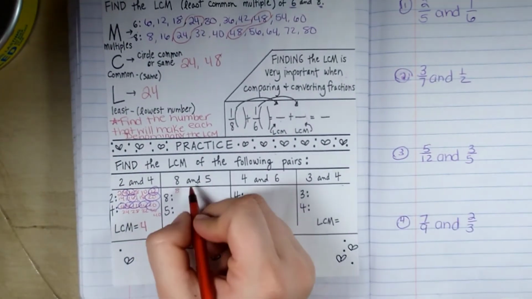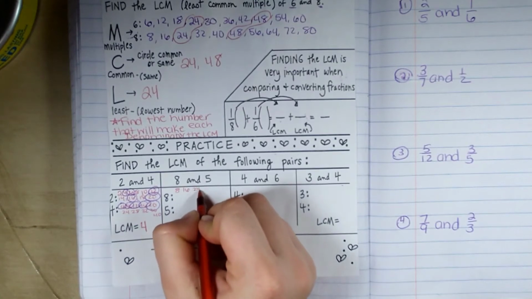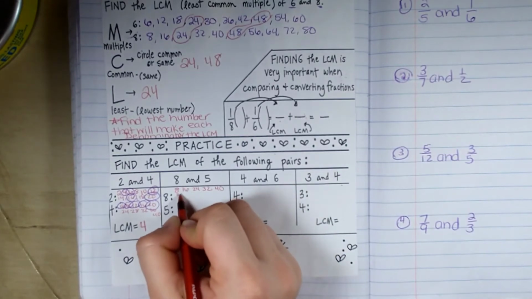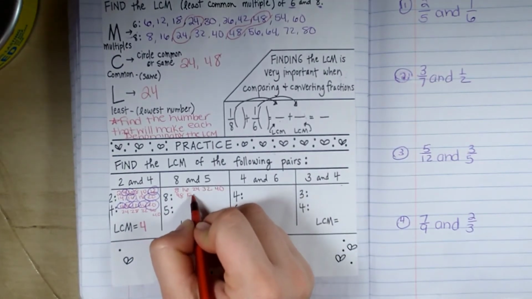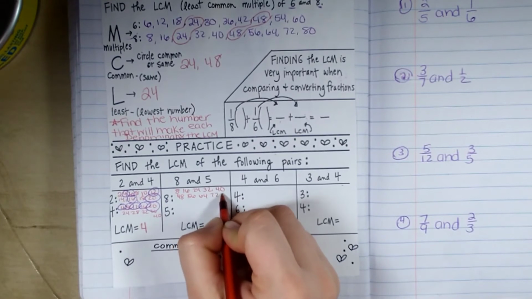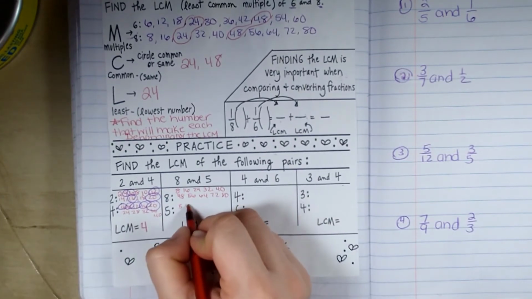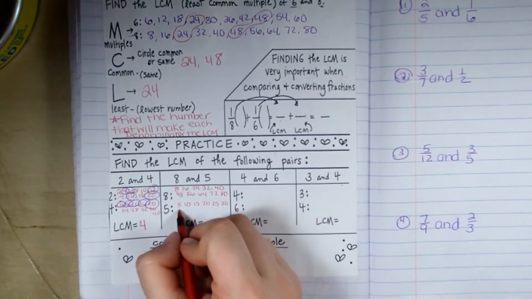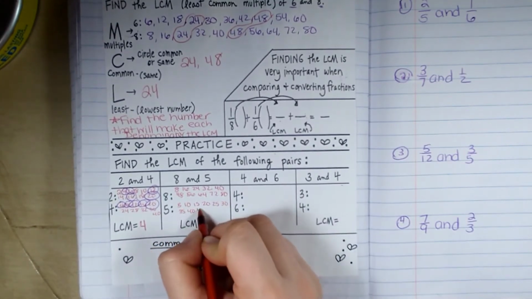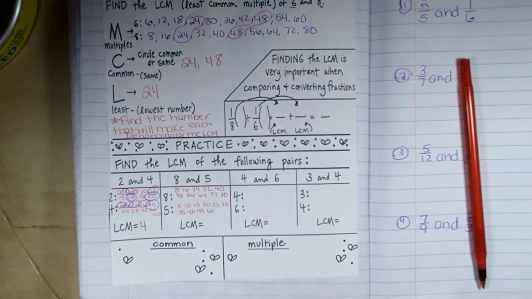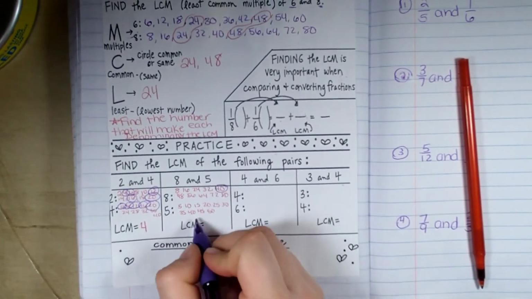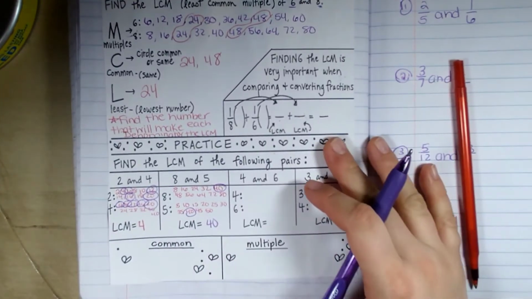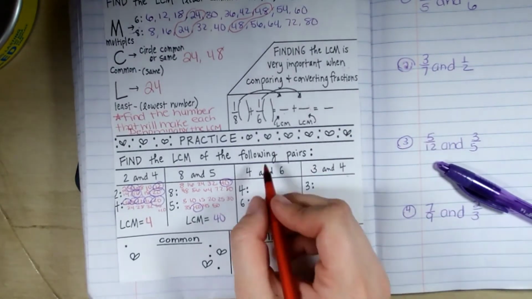So I'm going to count 8, 16, 24, 32, 40, 48, 56, 64, 72, 80. 5, 10, 15, 20, 25, 30, 35, 40, 45, 50. All right, so what they have in common is 40. That is the least common multiple, sorry.